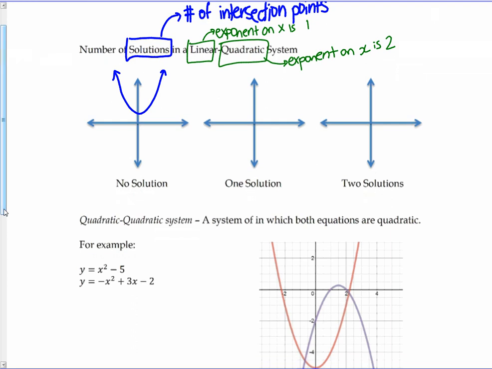Okay, so one possibility is that we can have no solutions. We can have a linear equation and a quadratic equation that don't intersect, and that would be a no solution. There's no intersection point.